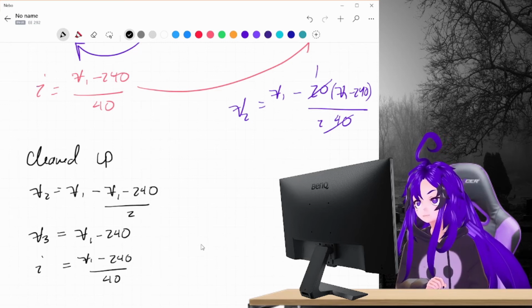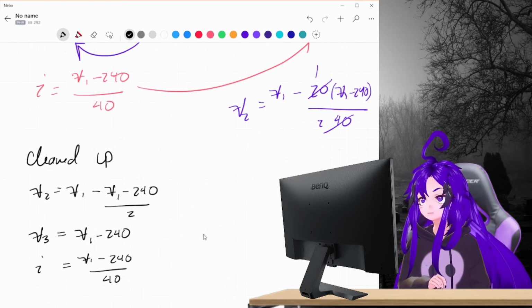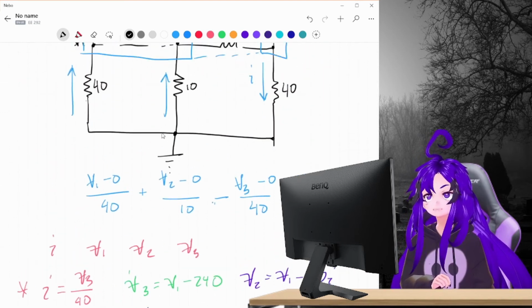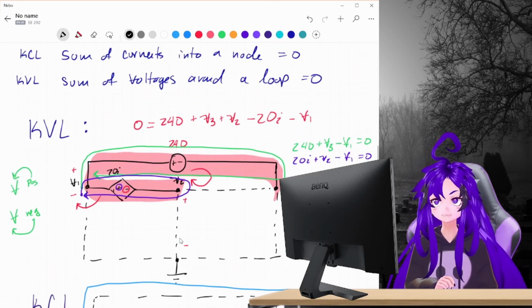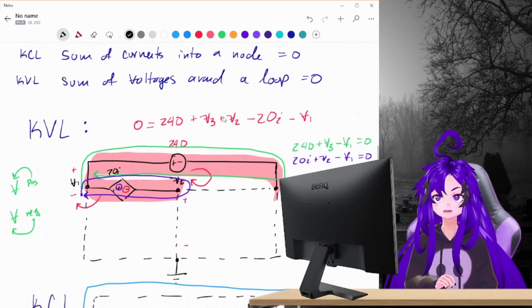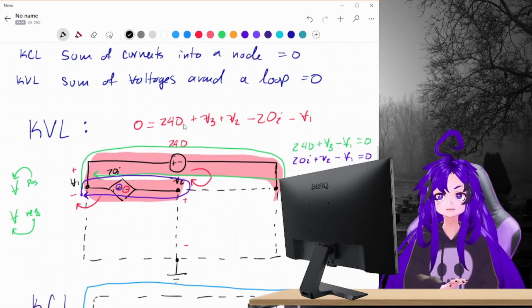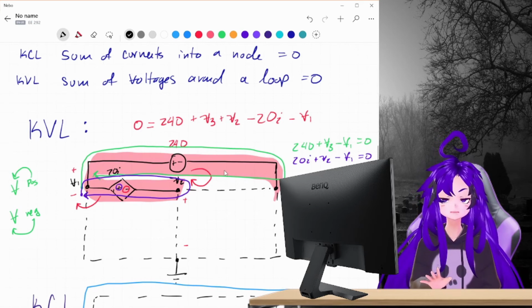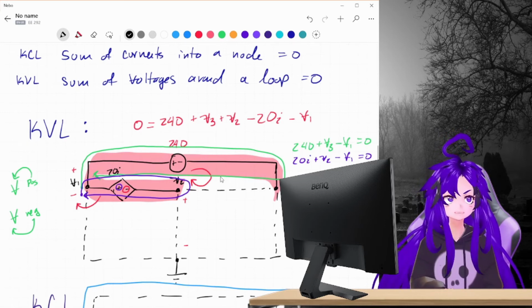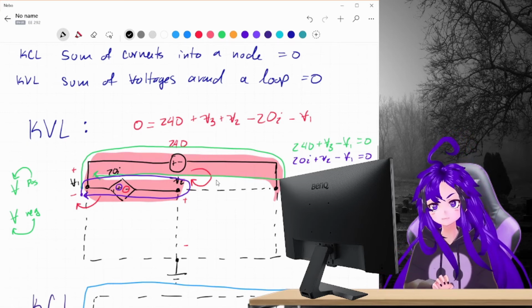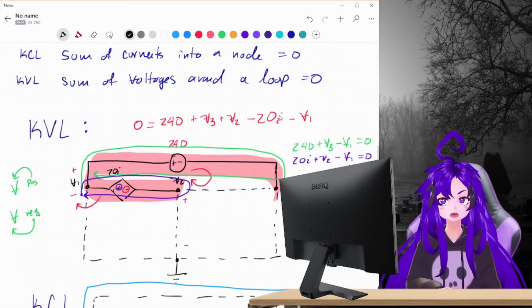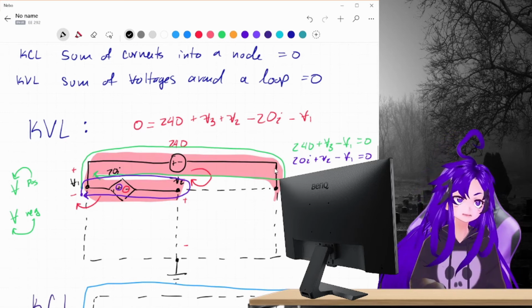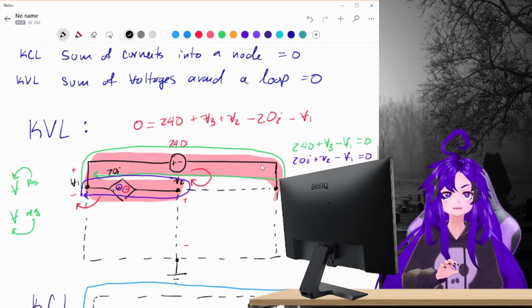So what we're going to do now is work with our current and voltage equations. So we're going to plug these in and get everything in terms of V1. And then we can solve for V1. And then we can back solve for V2 and V3 and I, which we will need, but I is going to be in terms of V1, so it won't matter. So we can solve for everything now.